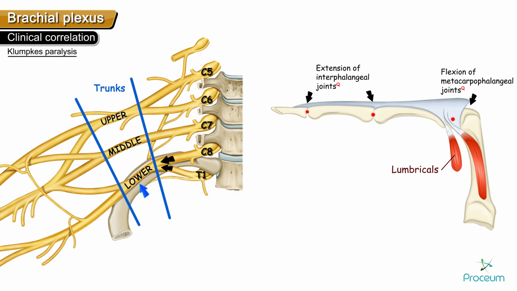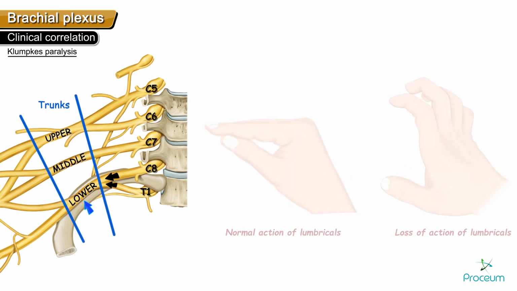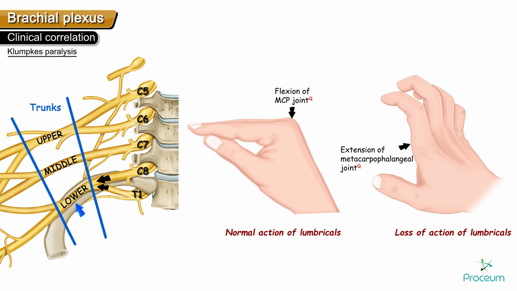The normal function of lumbricals is to cause flexion of the metacarpophalangeal joints and extension of the interphalangeal joints. Loss of action of these intrinsic muscles of the hand leads to extension of the metacarpophalangeal and flexion of the interphalangeal joints, and this deformity is called as the complete claw hand. So, complete claw hand occurs in Klumpke's paralysis.